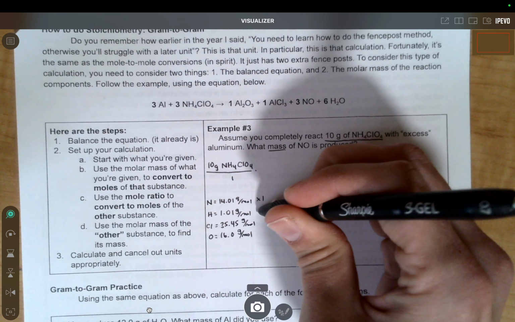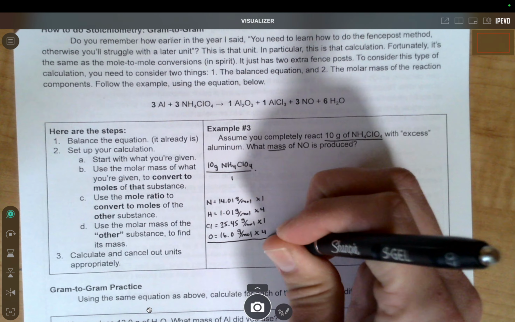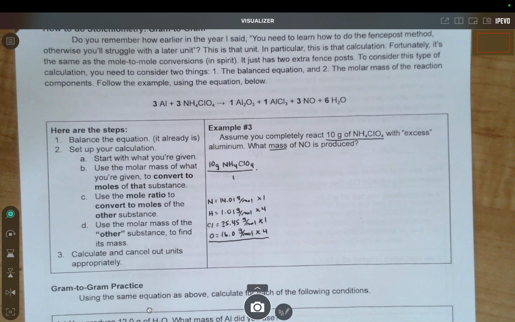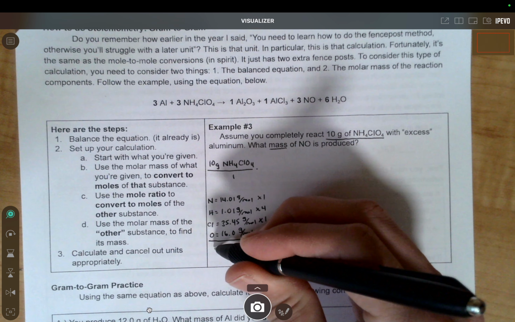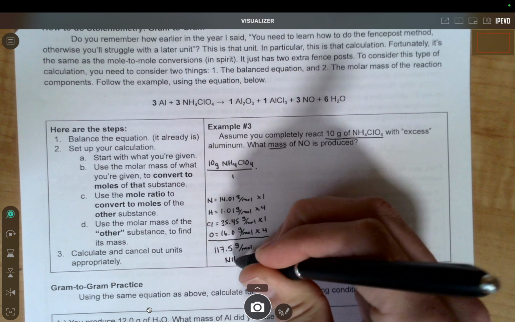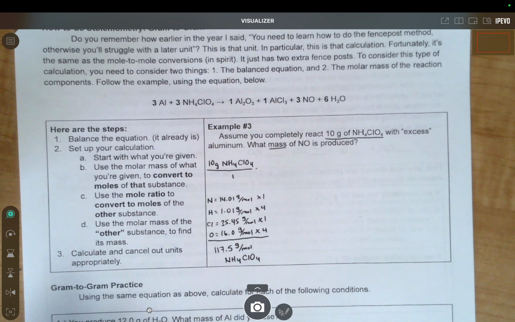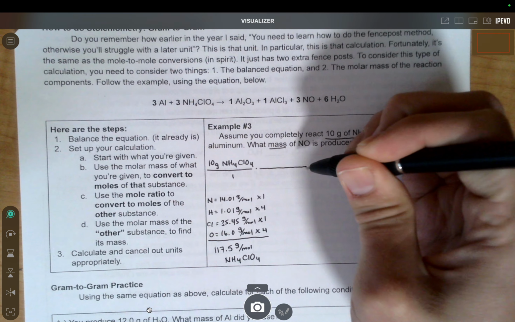Now, I have 1 of these, 4 of these, 1 of these, and 4 of these in my formula to give me a grand total of 14.01 times 1 plus 1.01 times 4 plus 35.45 times 1 plus 16 times 4 gives me 117.5 grams per mole of ammonium perchlorate, NH4ClO4. Okay, very good. All right. Now, with that number, I can find the molar mass.